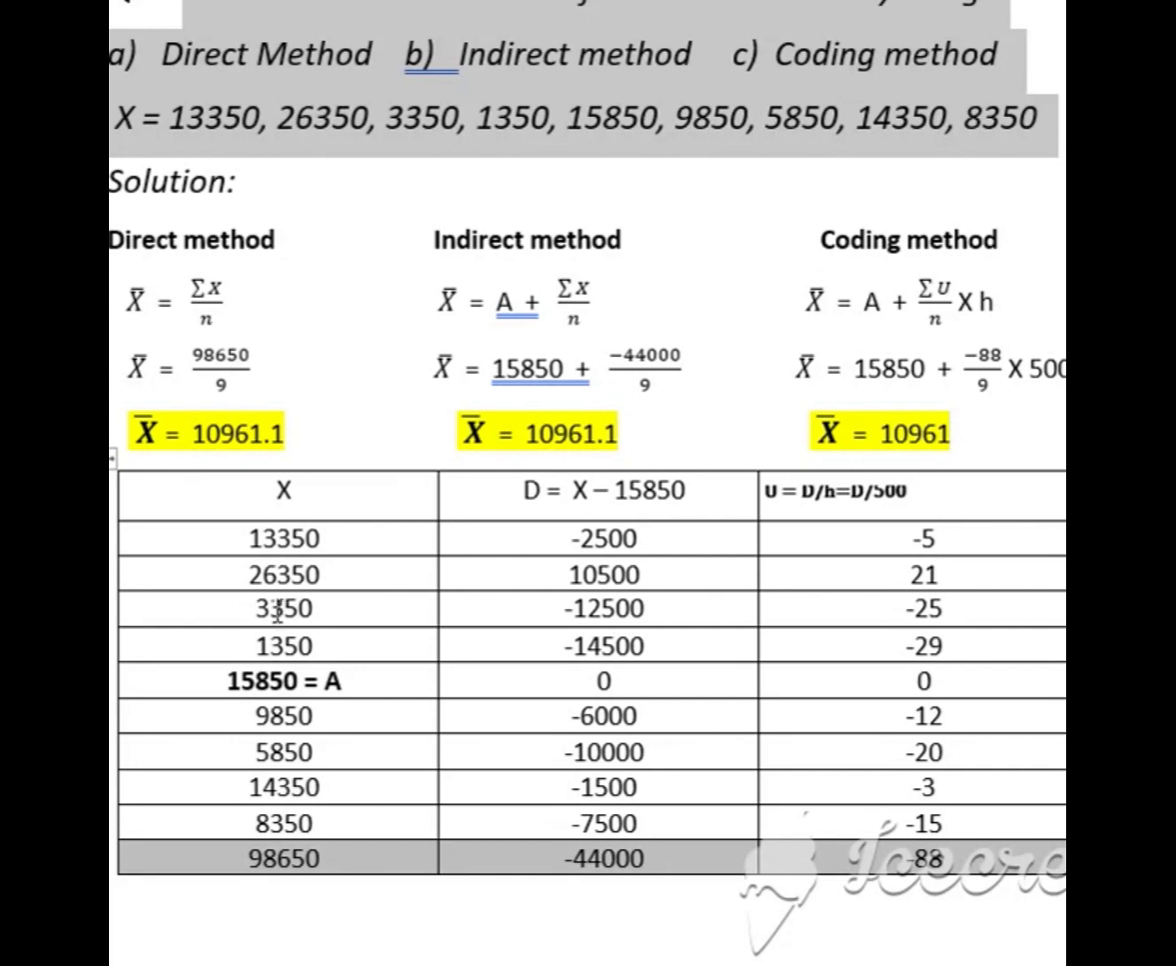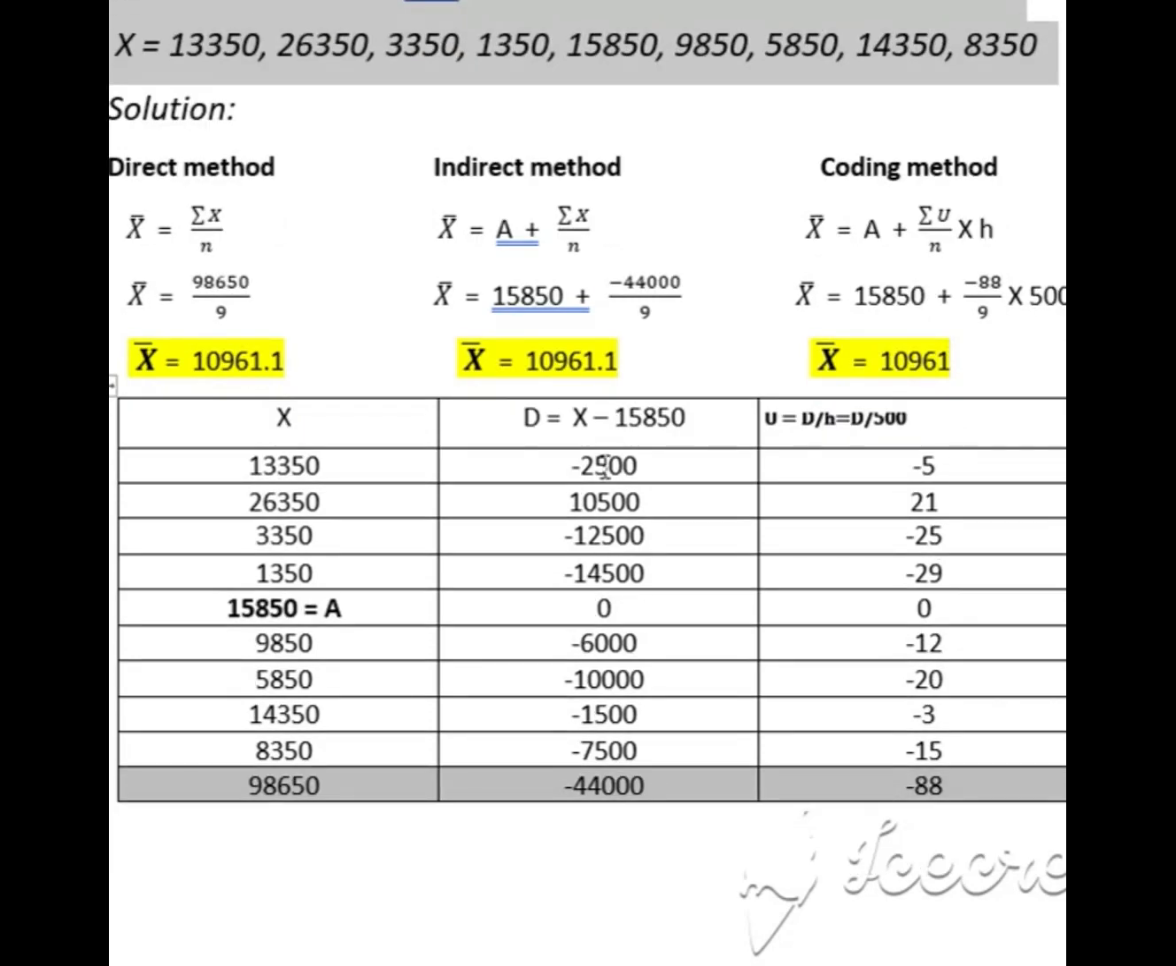The other one, 26,350 minus 15,850, gives 10,500, and so on. Each number of X minus A. First write the number of X in the calculator, then subtract the A value. You will get these d differences. So now these are the d values.